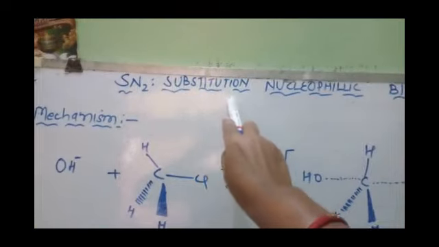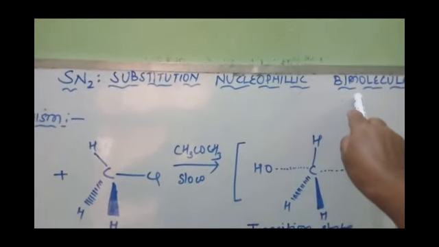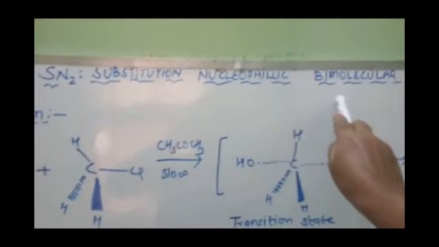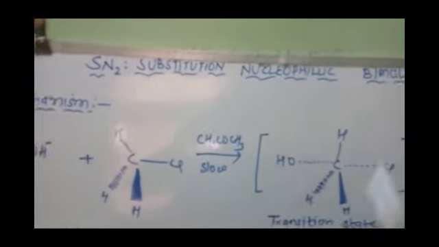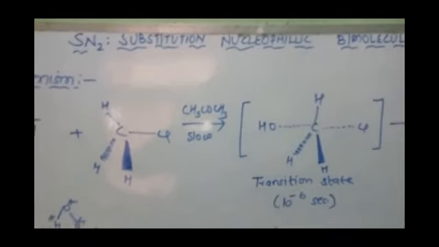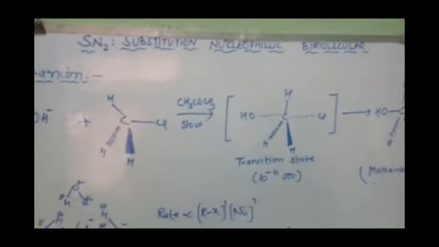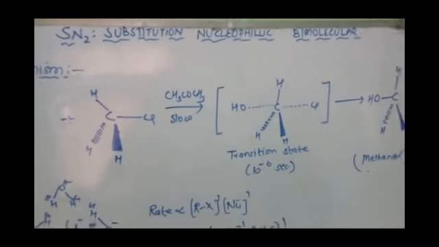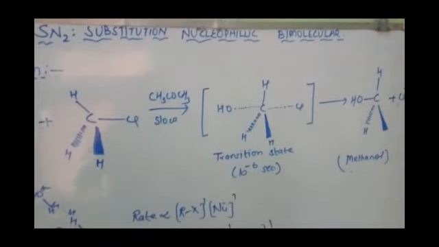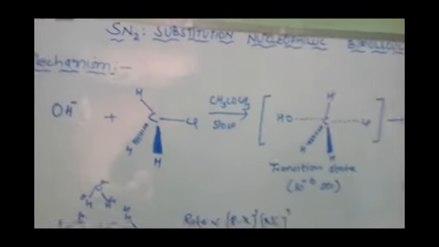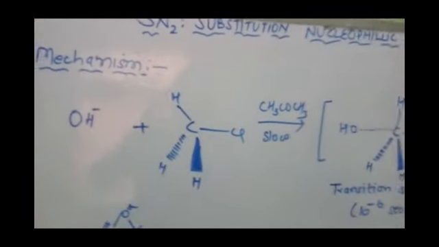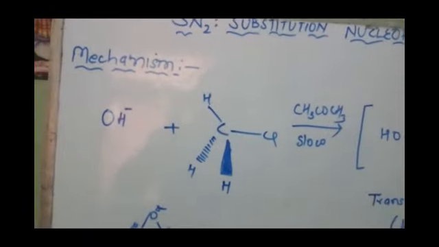SN2 reaction means substitution, nucleophilic, bimolecular. S for substitution, N for nucleophilic, and bimolecular. This reaction happens when methyl chloride is attacked by aqueous sodium hydroxide or aqueous KOH in the presence of a polar aprotic solvent, and methanol is formed. It occurs in a single step. It's a bimolecular reaction, second order kinetics is followed, and this reaction happens in a single step only.